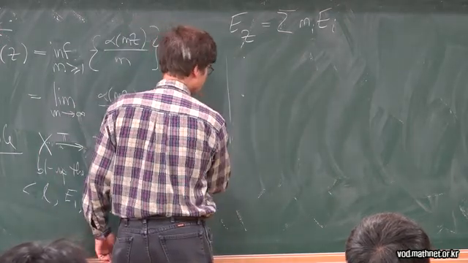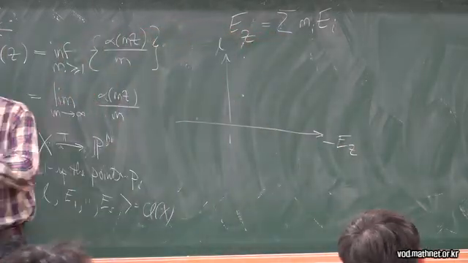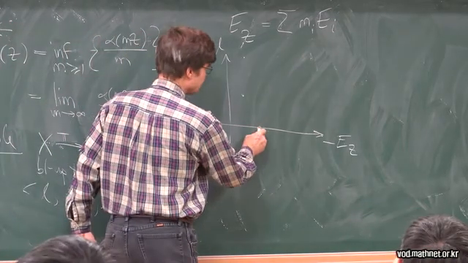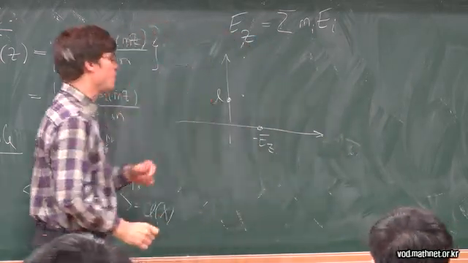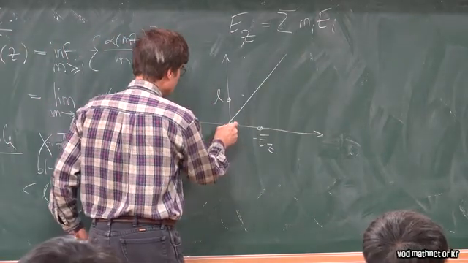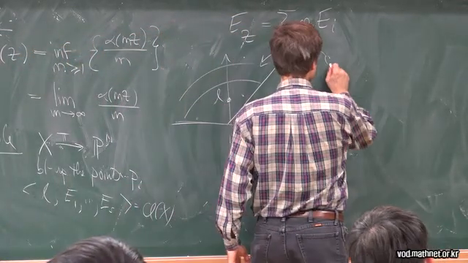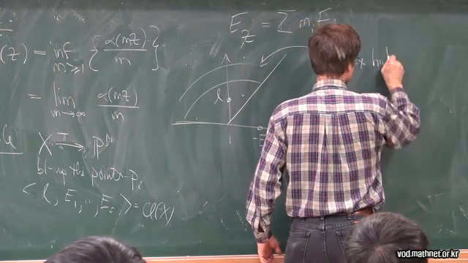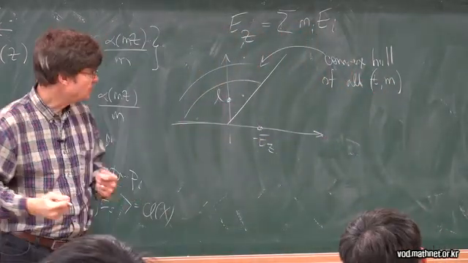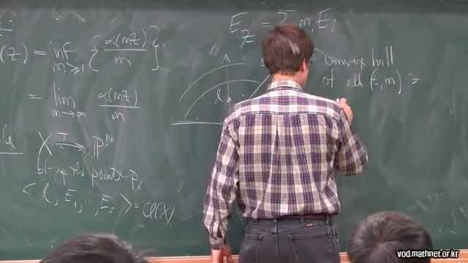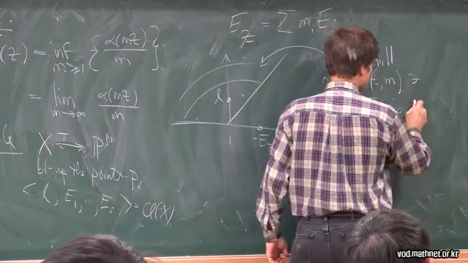And I want to look at a graph. So the horizontal axis will be minus E sub Z. I guess minus E sub Z is here. And L will be here, pointing upward. And I can look at the convex hull of all ordered pairs (t, m) such that tL minus mE_Z is the class of an effective divisor.